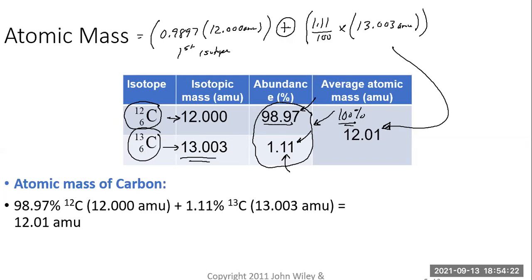Other questions on that? Yeah. So would the abundance percentage be given most of the time, or it may not be given?